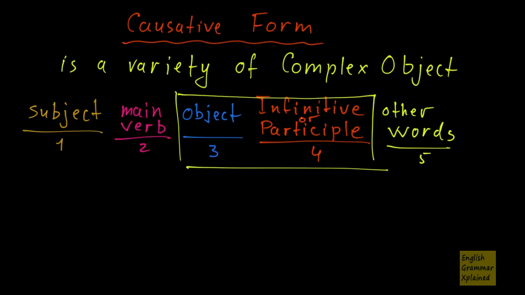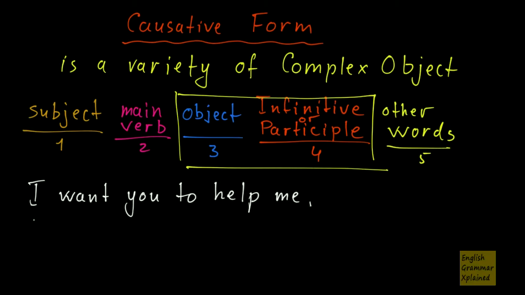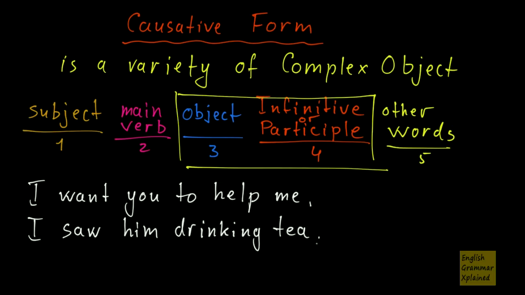If I have an infinitive, that's all okay. For example, I want you to help me. This is the classical, canonical case of complex object. Or, for example, I saw him drinking tea. That's a bit less canonical, but it's a complex object with a participle, present participle.